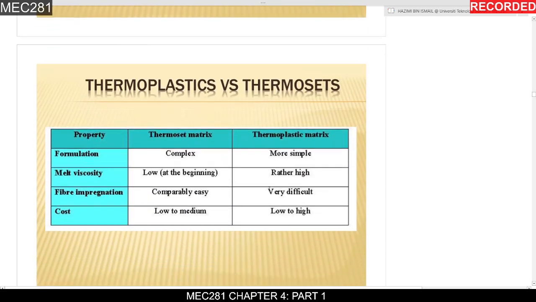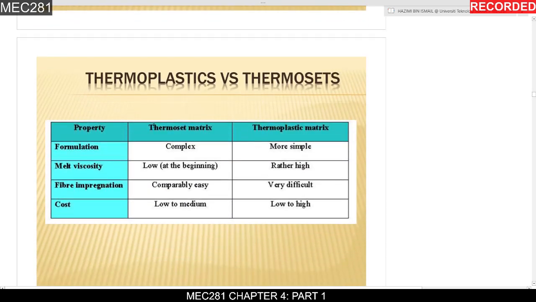Okay, and then this is the comparison between thermoplastic and thermoset. So cost, thermoset is much lesser than thermoplastic. Fiber impregnation is comparably easy, very difficult for the thermoplastic. Melt viscosity is low at the beginning, rather high for thermoplastic, and formulation for thermoset is complex and for thermoplastic is more simple.